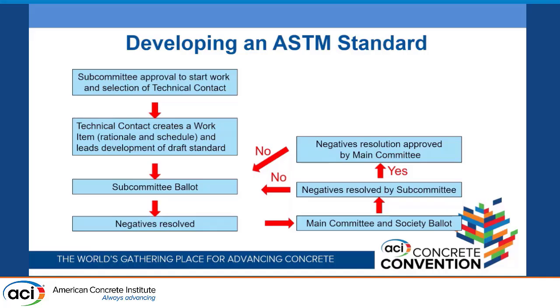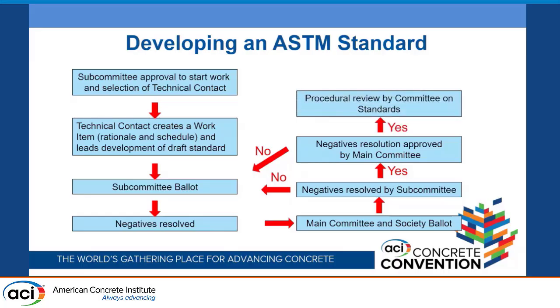So there's a lot of cycling that can go on here, and that's the main reason why it takes time to develop an ASTM standard. But if the committee agrees with the non-persuasive action of the subcommittee, then it's approved and it goes through the procedural process and finally gets published. So why all this? To point out that the subcommittee and the technical contact are the workhorses of ASTM.